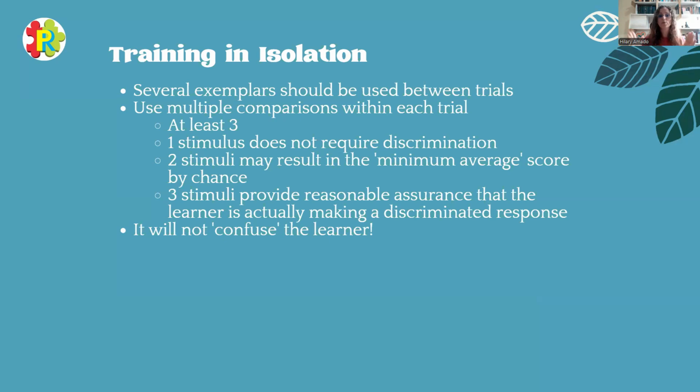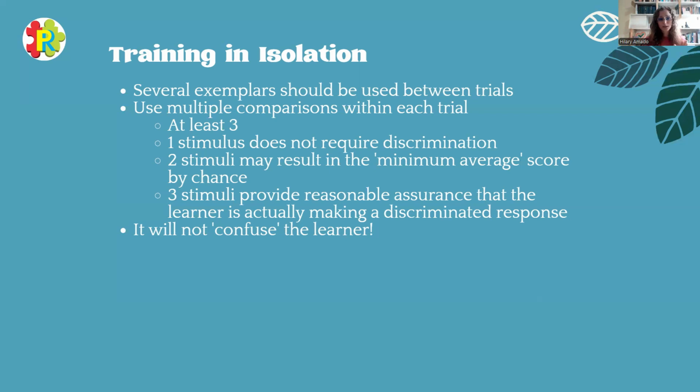You always want to use multiple comparisons within each trial. So you always want to have at least 3 different stimuli. When you have one stimulus, so if you're asking them, point to your name and there's just one card that says David, this one stimulus does not require any discrimination. You would not want to do that. When you have 2 stimuli, so if you showed a card of David and one card of Manuel, this does not require much discrimination, and the child may get that minimum average score by chance, because when you have 2 cards, you always have a 50% chance to get the correct answer, correct?